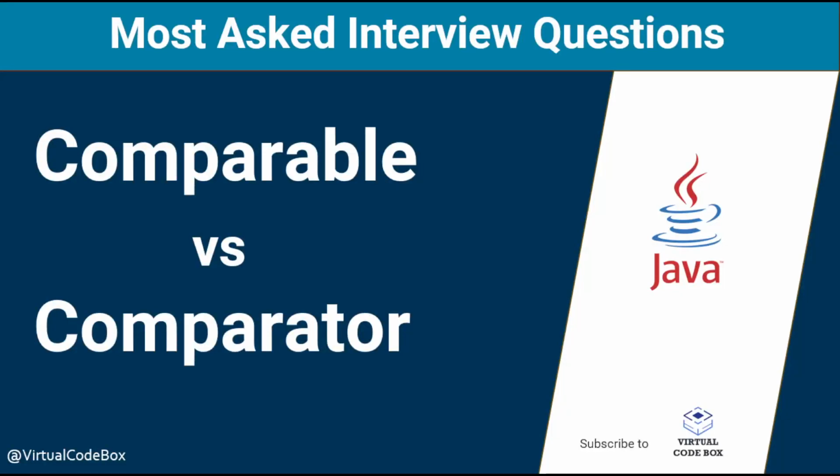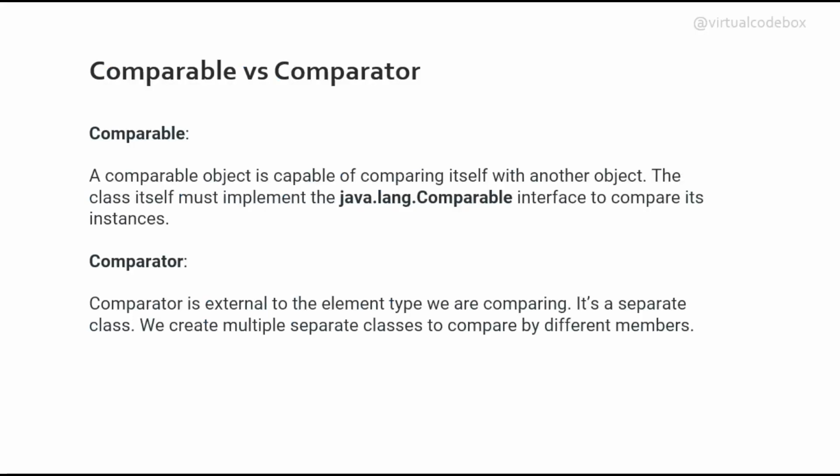Today I will be discussing comparable versus comparator. It is a most asked interview question. Now let's see the definition. A comparable object is capable of comparing itself with another object. The class itself must implement the java.lang.Comparable interface to compare its instances. Whereas a comparator is external to the element type which we are comparing. It's a separate class. We can create multiple separate classes to compare by different members.